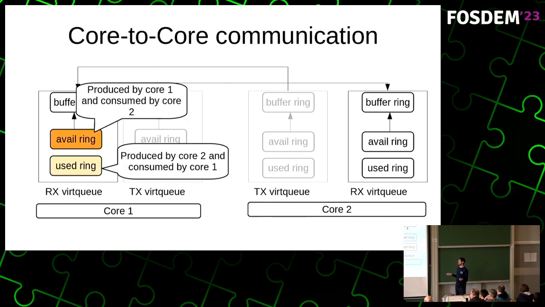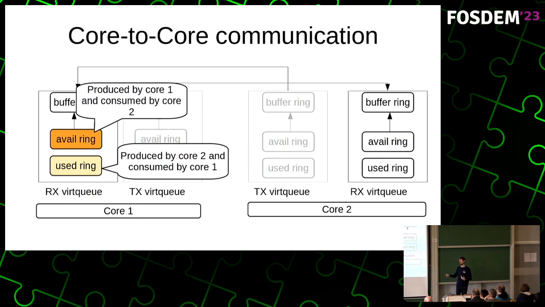So basically a virtqueue is made of 3 ring buffers. The first ring buffer only contains descriptors to chunks of memory. The second buffer is the available ring, and the third buffer is the used ring. The available ring holds the buffers that core 1 exposes to core 2. If core 2 wants to send a packet to core 1, it gets a buffer from the available ring, puts the data in, and then puts it in the used ring. This is basically how virtio works.